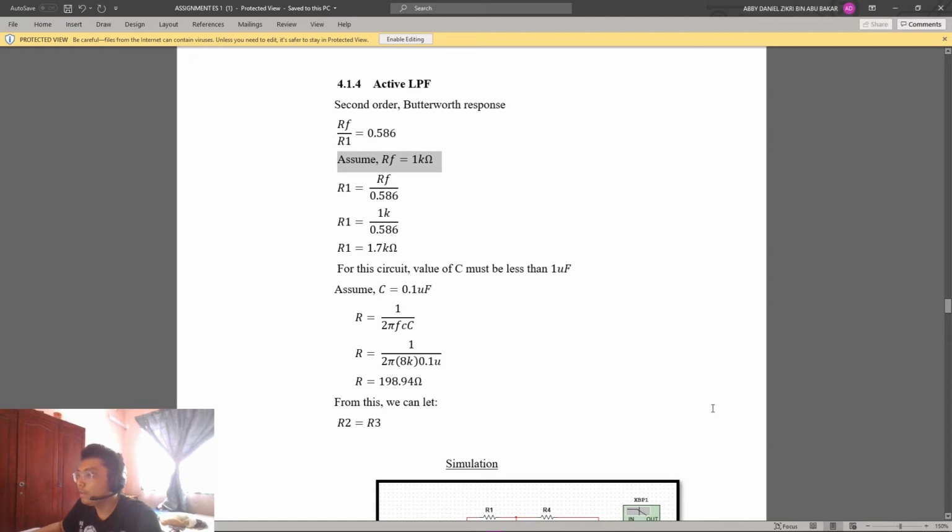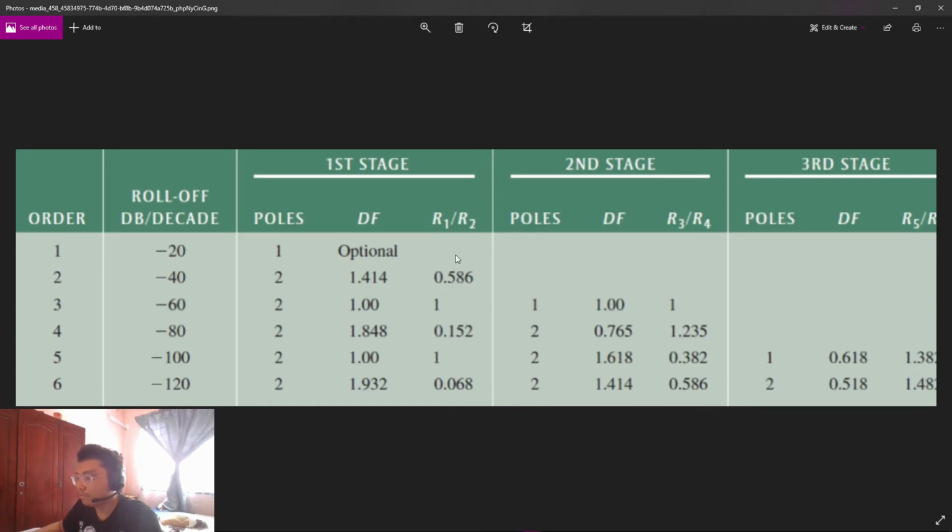Okay, for this circuit, the important thing that I have to find is the ratio between RF and R1. From the value, we can use this table as our main reference. As you can see here, the ratio between RF and R1 will equal 0.586. How do I find this? For this circuit, it is a second order and it's a first stage, so we can use this value here to find our resistors in the circuit.